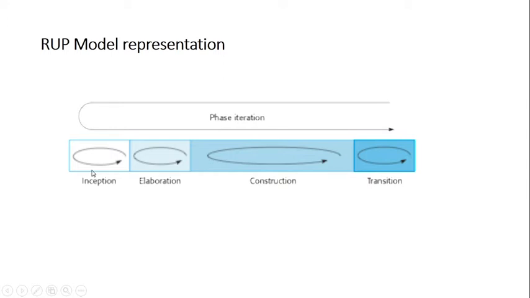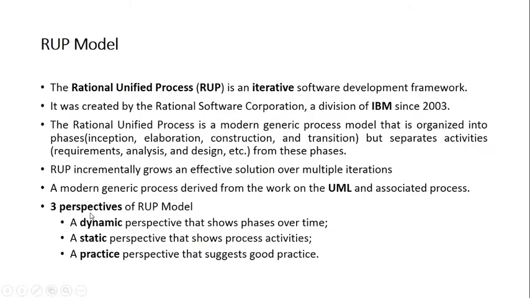So since iteration is good, we are using iteration in 2 ways. One is the dynamic perspective, where all the 4 phases are repeating or iterating, while the second way of iteration is where the activities in a phase are getting iterated. So since iteration is good, we are using it in two different ways. Ultimately it will give us more benefit. That is why rapid delivery is achieved using the RUP model. So this is the static and dynamic perspective.